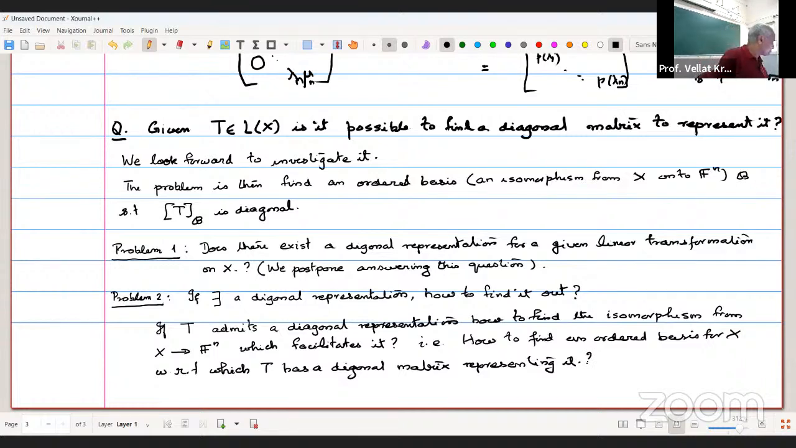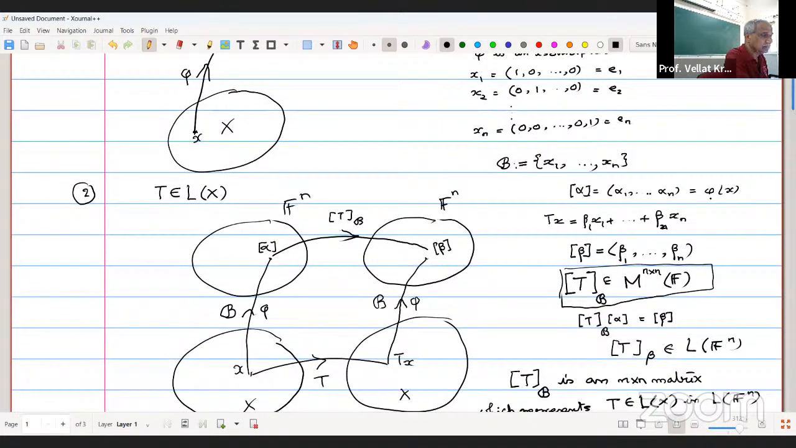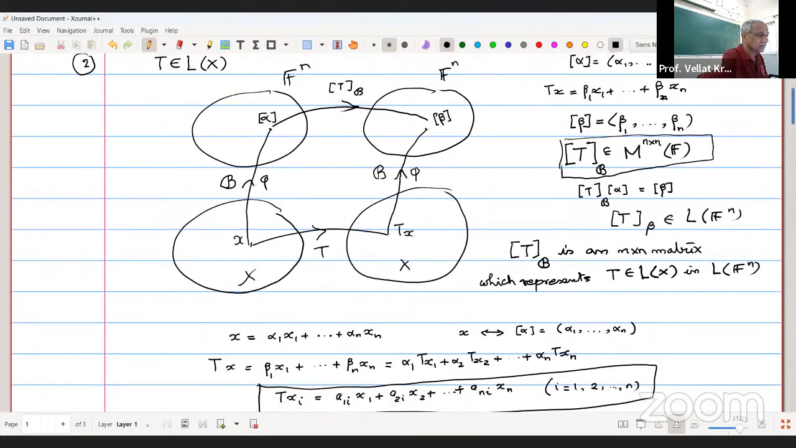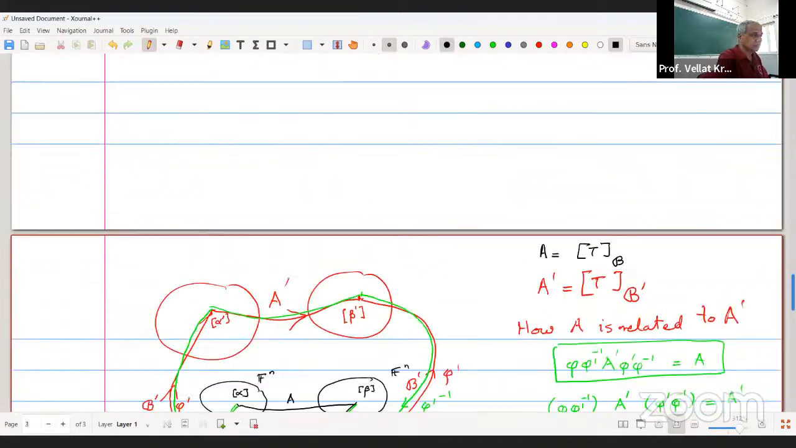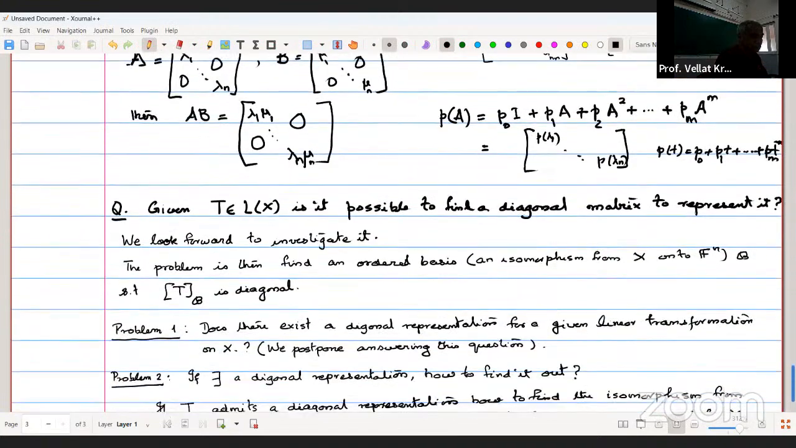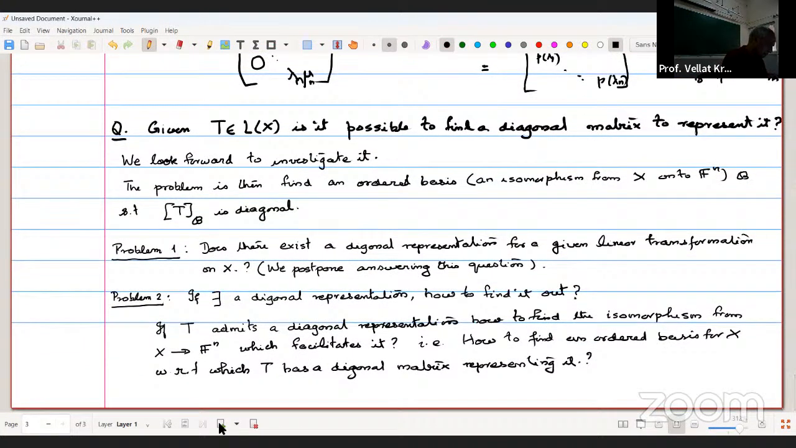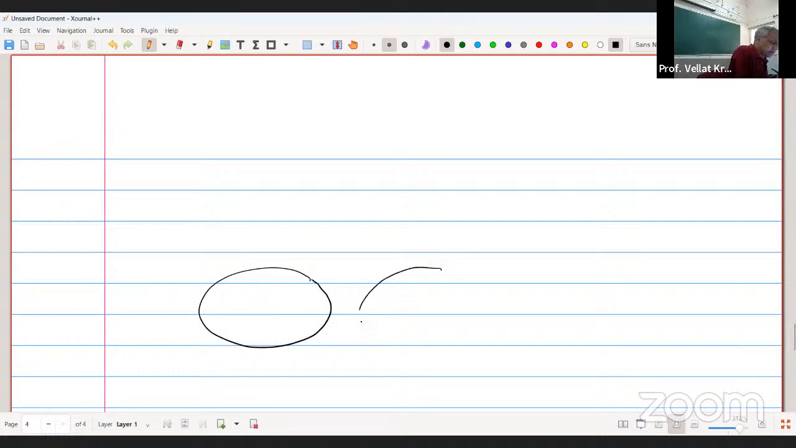Let us investigate this. Okay. So my next task is investigating this. So let us explore this problem. Let us once again go back to our figures. X to X.